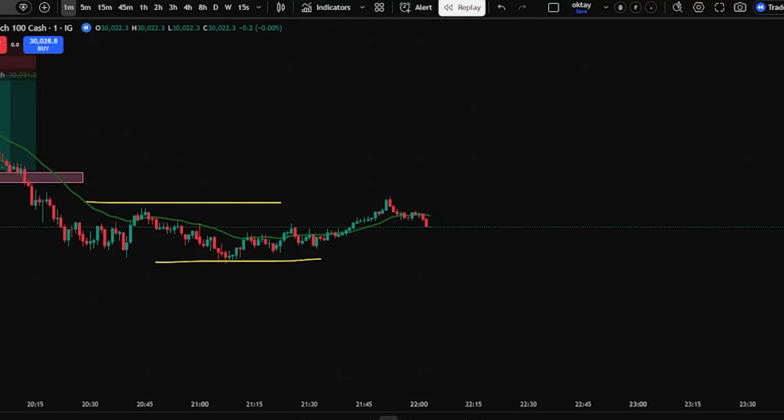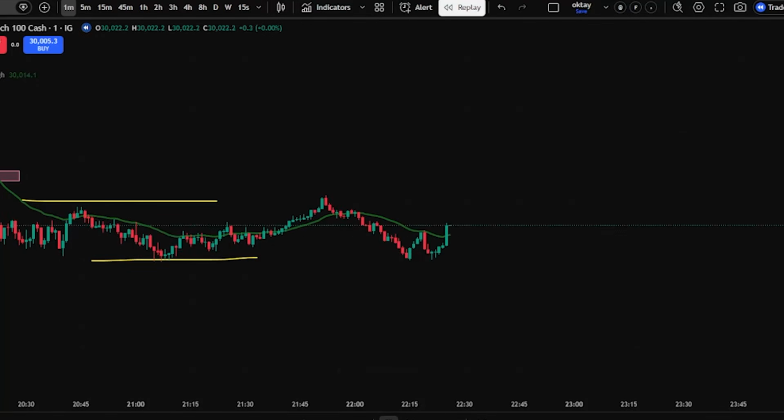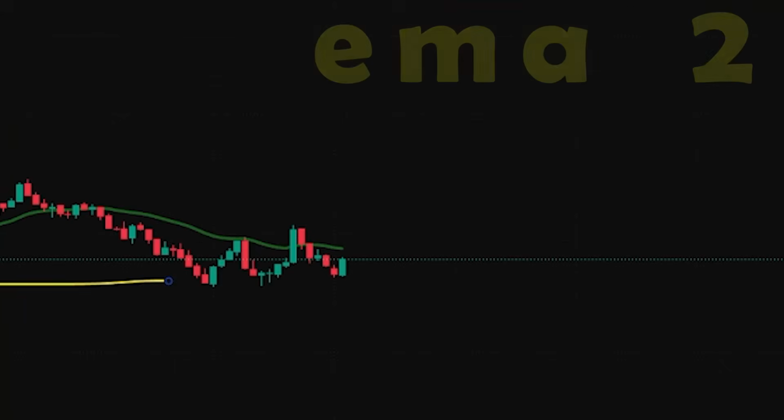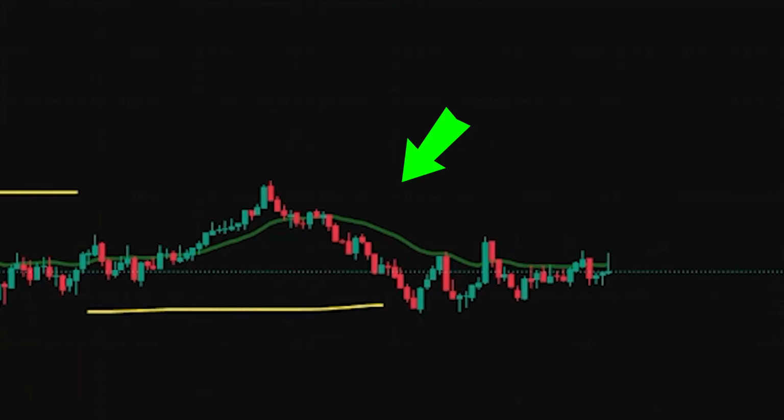So in this video, we saw how we can combine the liquidity sweep with the EMA 21. First, we wait for the price to gather a significant area of liquidity. Then with the help of EMA 21, we check whether the market movement has the necessary confirmation for entry or not.